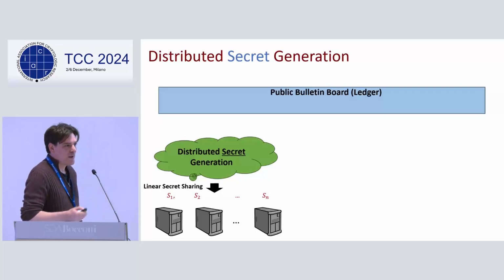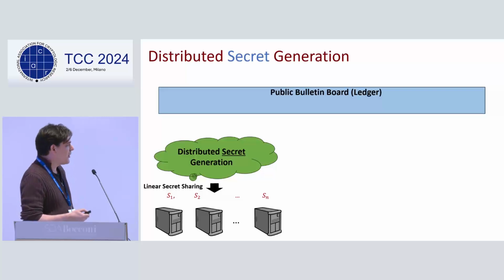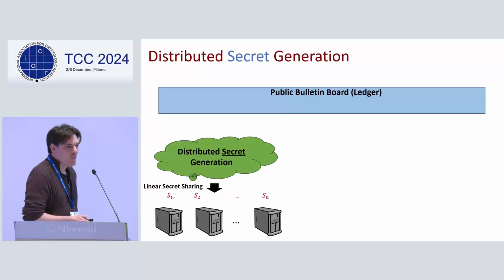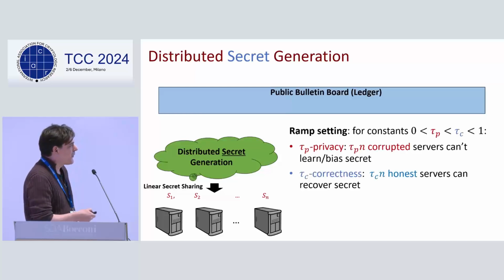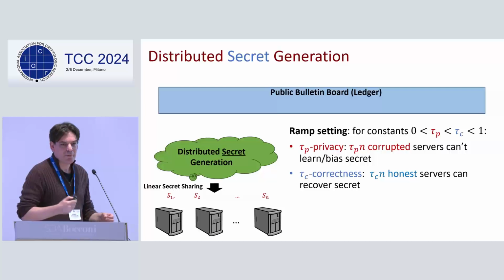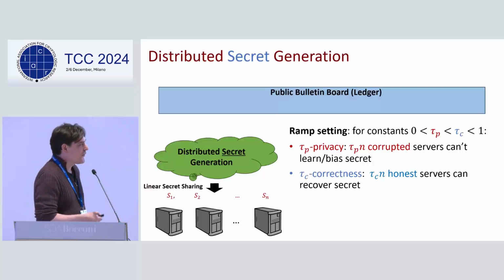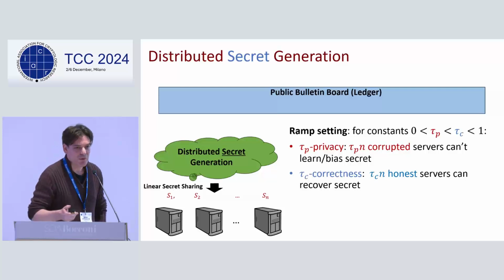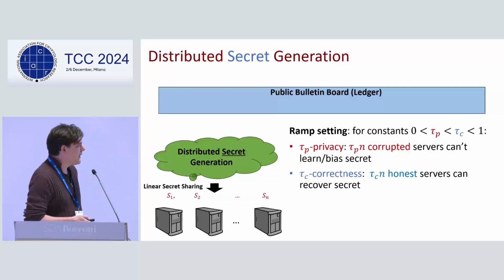In fact, I'm not going to talk about this problem anymore. I'm going to talk about a more basic problem, which we just call distributed secret generation, where we just want to generate the secret sharing of a random secret. We're going to work in what's called the ramp setting, where we have two thresholds, one for correctness and one for privacy. Say a third fraction of the parties cannot learn or bias the secret, and a larger fraction, maybe any half of the parties, can recover the secret. So you can think about the different thresholds.